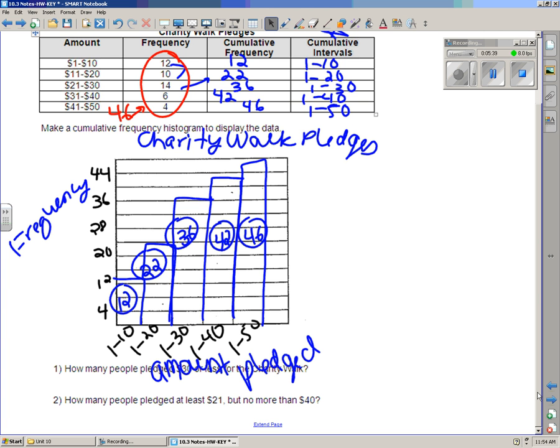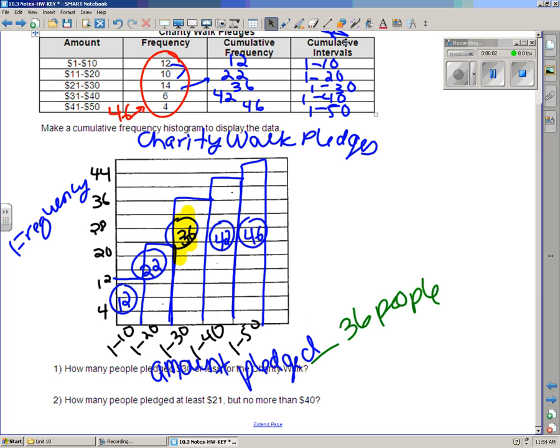So then the first question is, well, how many people pledged $30 or less for the charity walk? So in the cumulative graph, it makes it pretty easy because 30 or less would be all the people that's in this particular category. So this answer right here would be 36 people. Some questions are easy, like that one. I think some questions are a little bit more complicated to look at the chart with, but I'll show you how you can do it both ways.